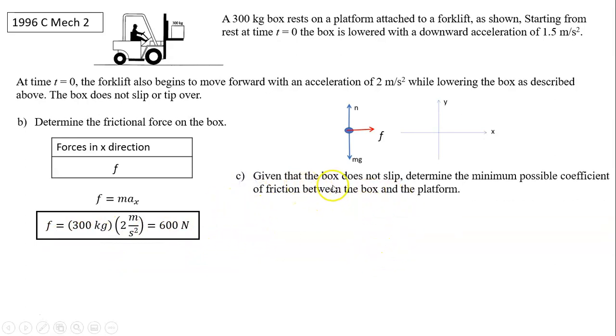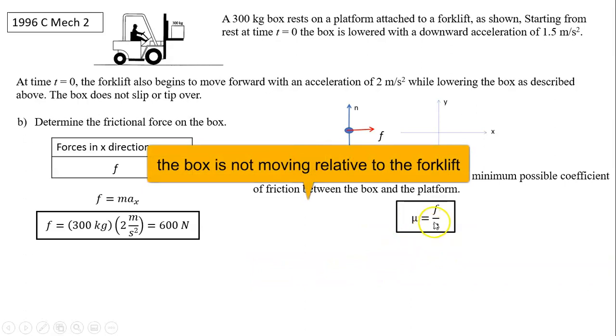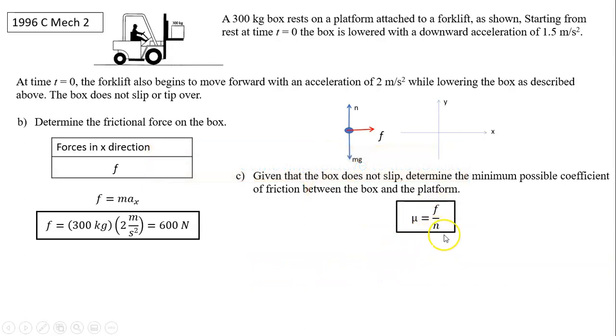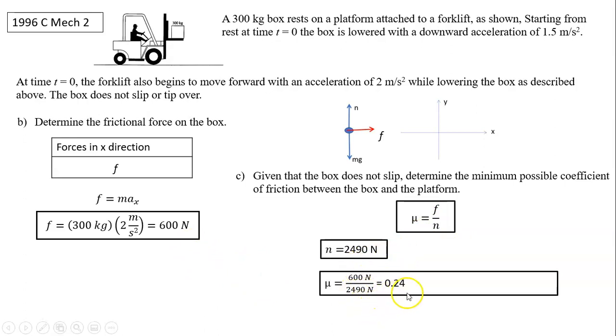Next question. Given that the box does not slip, determine the minimum possible coefficient of friction between the box and the platform. Obviously, this coefficient of friction is static because the box is not moving. So coefficient of friction is friction over normal force. We solved the normal force from the first question, and we solved the friction for this one. We can simply substitute those two numbers, and we have mu equals 0.24.